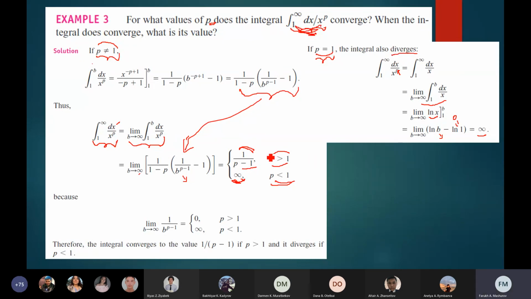Okay, so only in the case of p more than 1 does the improper integral converge. That's all.